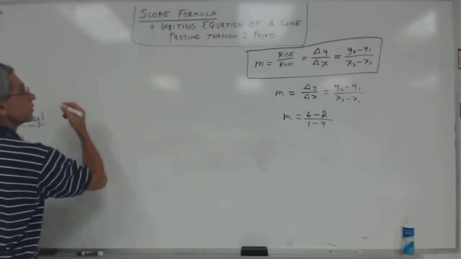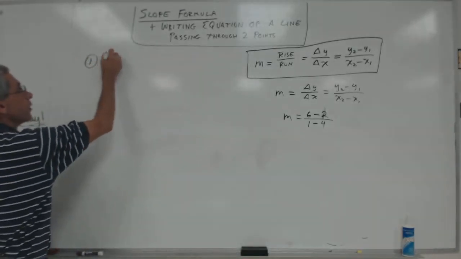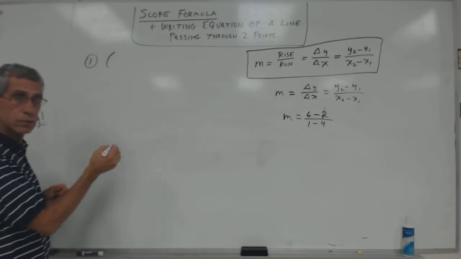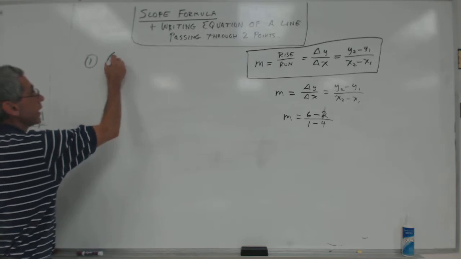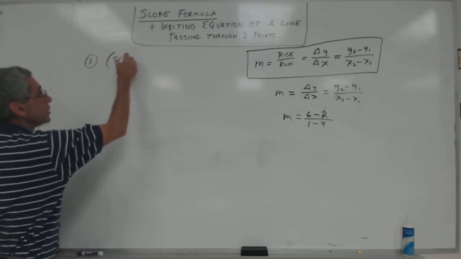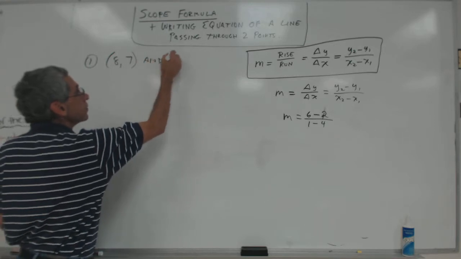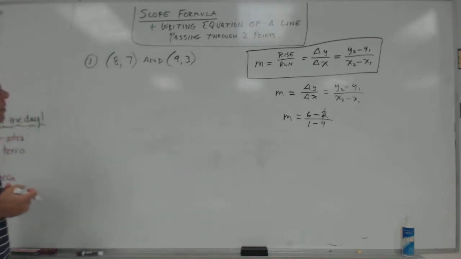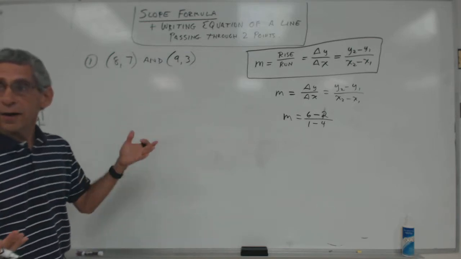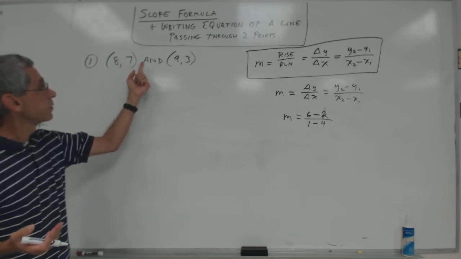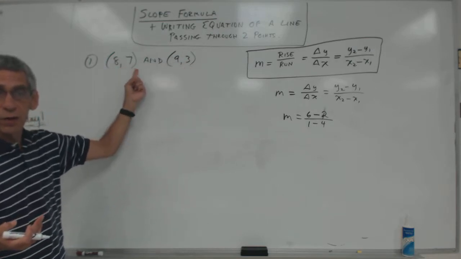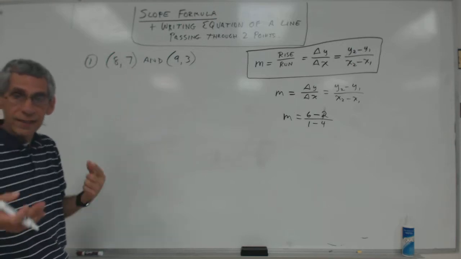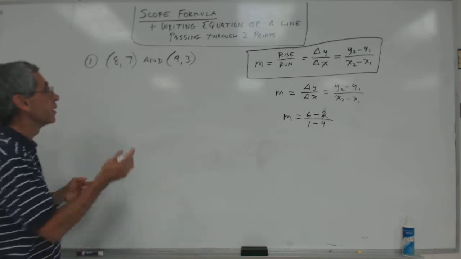Okay, so I want to find the slope. Here's an example. I want to find the slope of the line that passes through these 2 points: 8, 7, and 9, 3. It doesn't matter which one I start with. I tend to look at the y's, and I just tend to always start with the one with the bigger y. Just what I do, because then I have a slight chance of having a positive answer. It doesn't matter though.